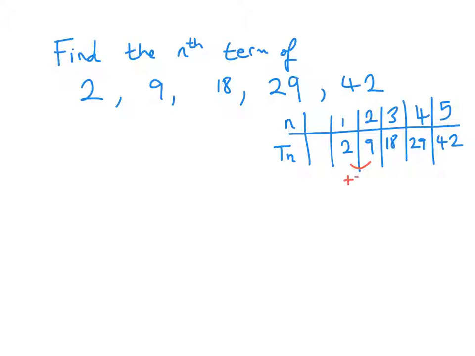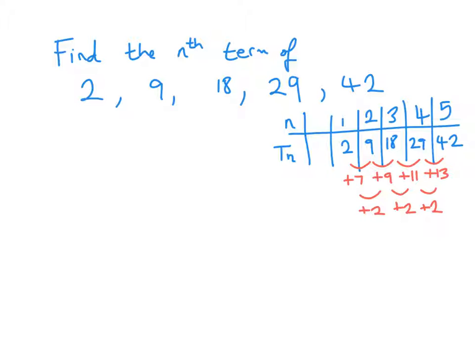We've got plus 7, plus 9, plus 11, plus 13. So as you can see, these are all different. There is no common difference, which means it's not a linear sequence. It's actually a quadratic sequence, and I can tell that because my second difference is constant.